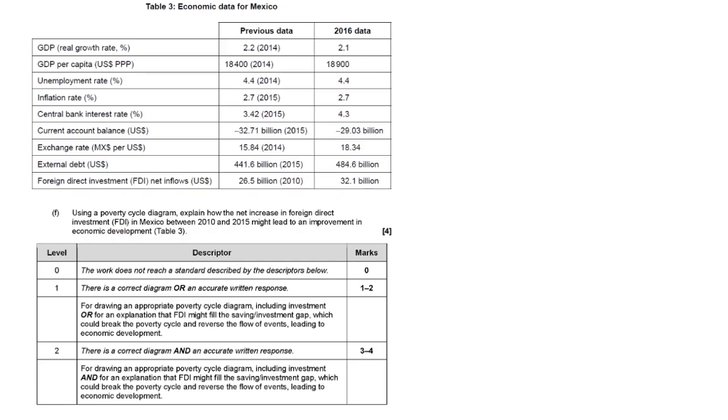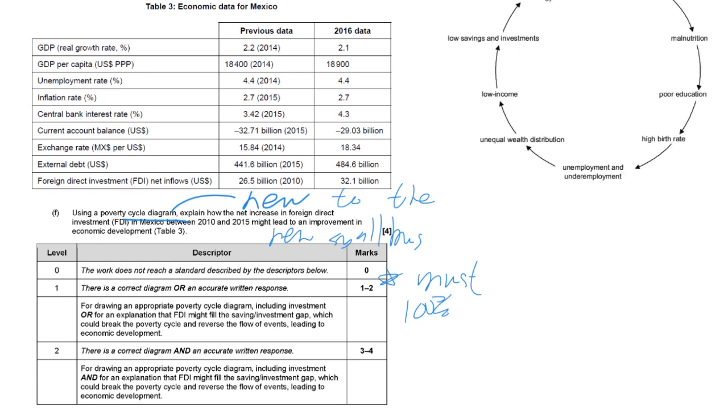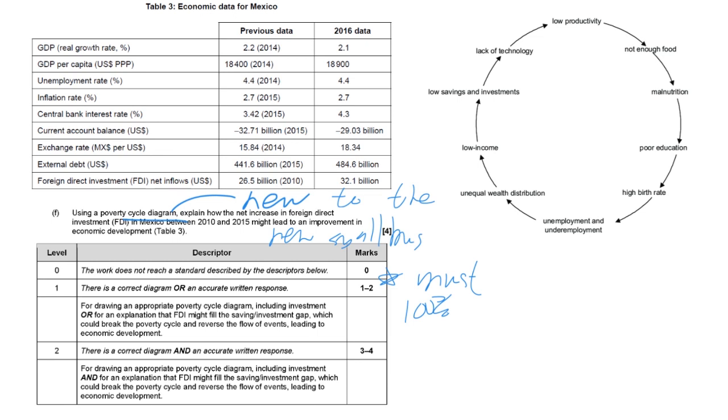So for part F, I would like to stress that this poverty cycle diagram is new stuff, new to the syllabus. So I would say it must appear in your coming exam. It must, 100% appear in the coming exam. So make sure you understand what it is. Let's take a look. What is the meaning of poverty cycle?